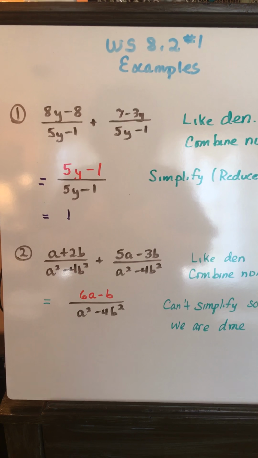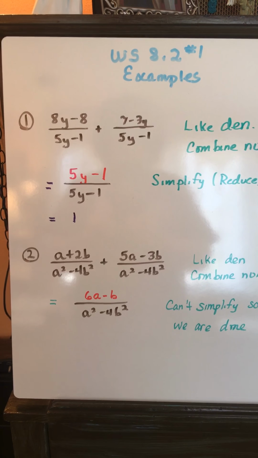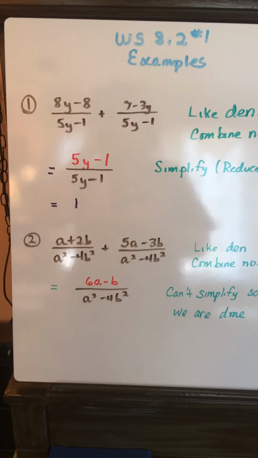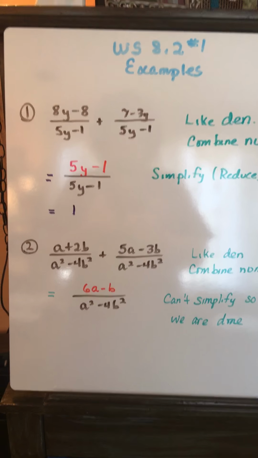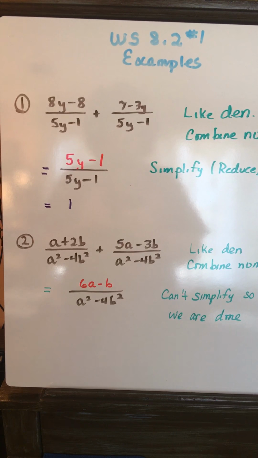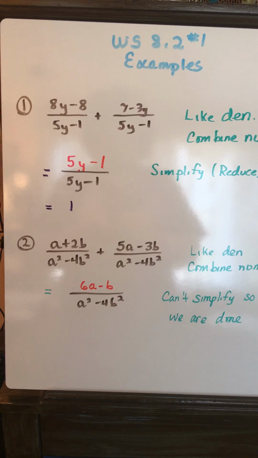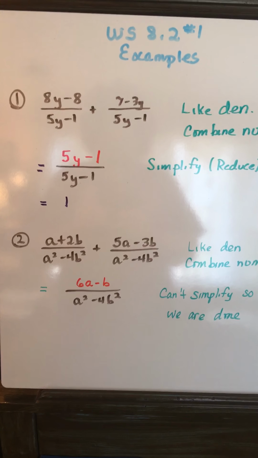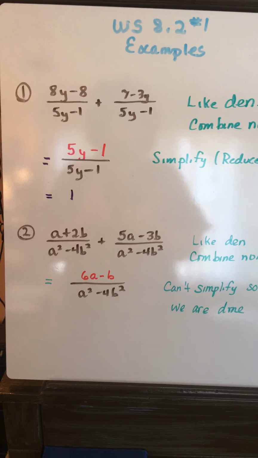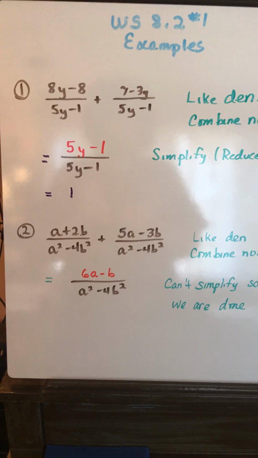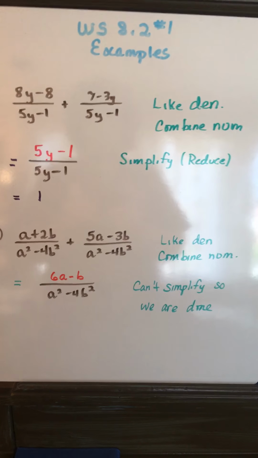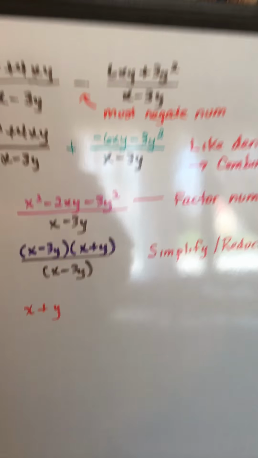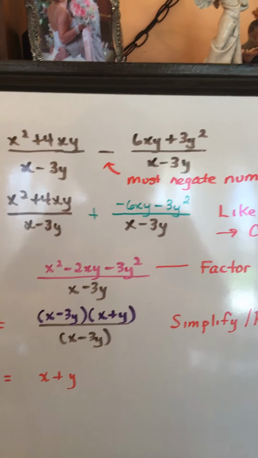The second example is just as easy. Again, we have a common denominator, nothing to do, so we combine our numerators. 5a and a is 6a, 2b and negative 3b is negative b. But nothing reduces. Even if I factor the denominator into a plus 2b and a minus 2b, nothing happens, and so we're simply done.